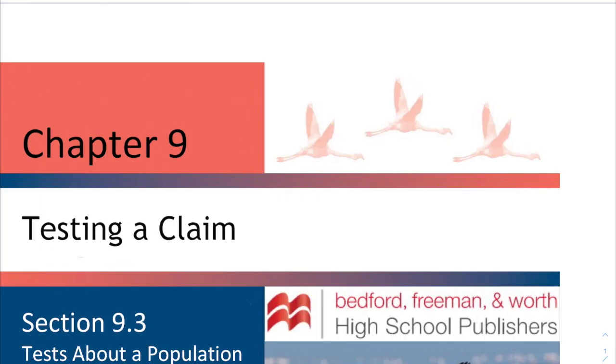All right, so for section 9.3, this would be actually quite simple for you because it's basically the same idea as what you did with 9.2 with proportions, but now we're just doing averages, we're doing the mean. So remember, there is a key difference between the proportions and the means, and that is the particular test statistic that you're calculating, whether it's Z or T.